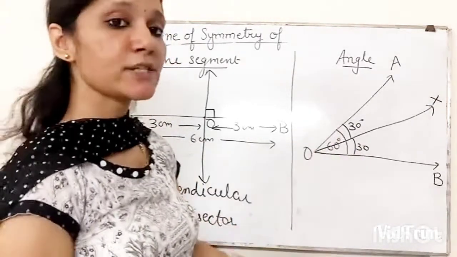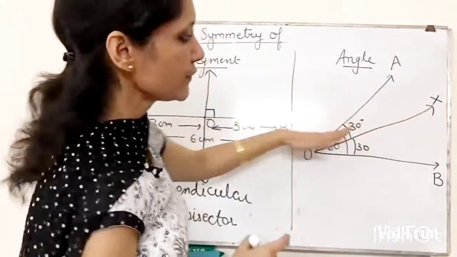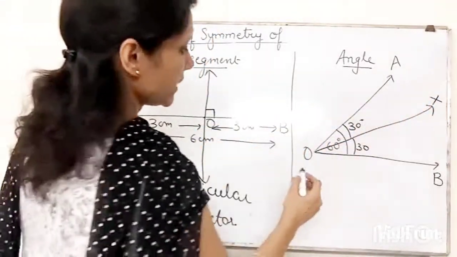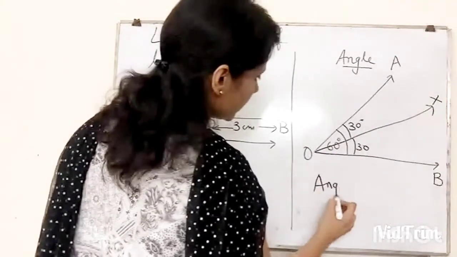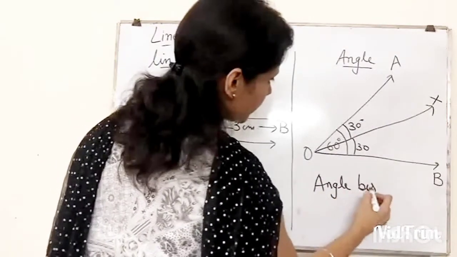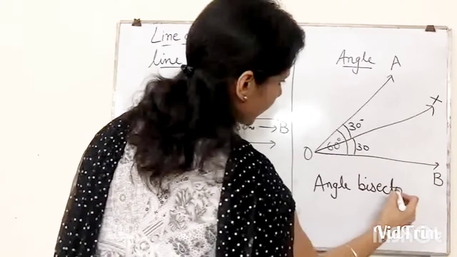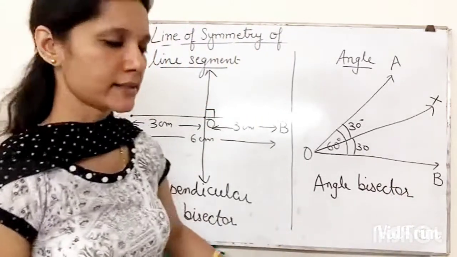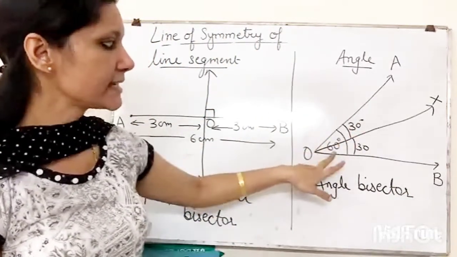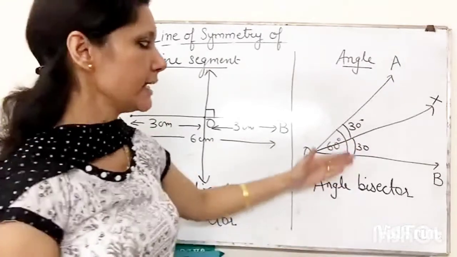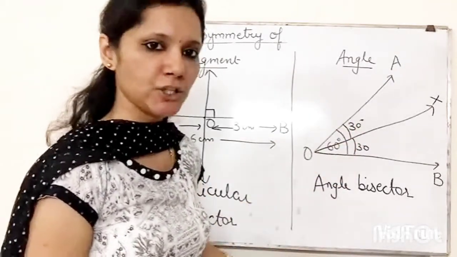So in case of an angle, what is the line of symmetry? The line of symmetry is the angle bisector. Bisector means the one that divides it into two equal parts. So it is dividing angle 60 degree into two equal angles of 30 degree each.